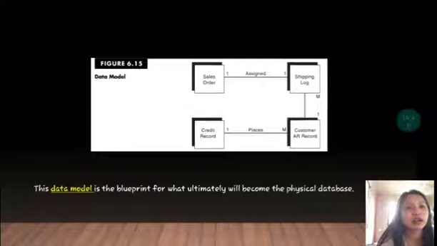So the nature of the relationship between sales order and shipping log is assigned. And for the credit record and customer AR record, they have places. So the degree of relationship between sales order and shipping log is 1:1. So one sales order is assigned to one shipping log. And also one credit record places to many customer account receivable records. And for the customer account receivable record, we have 1:many. So one customer is equivalent to many shipping logs, not just one, many shipping logs.